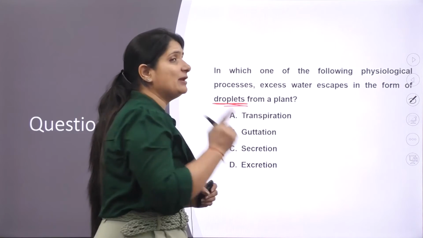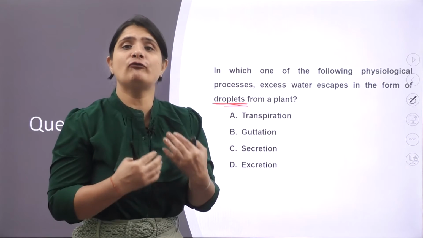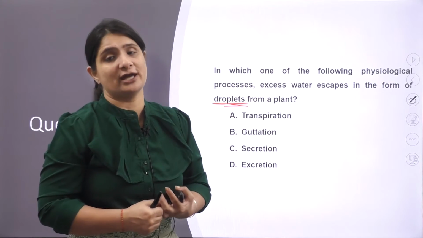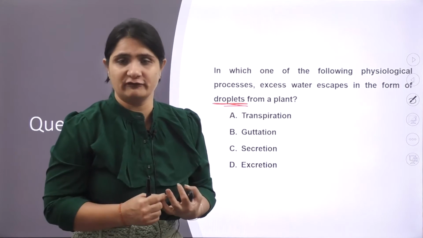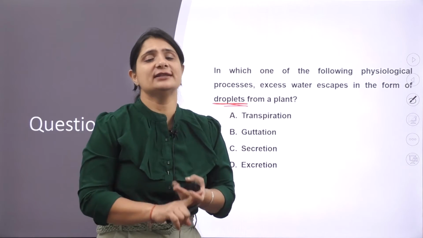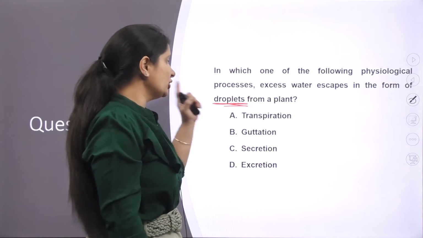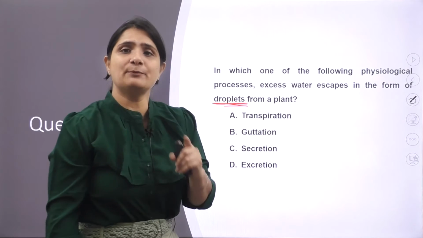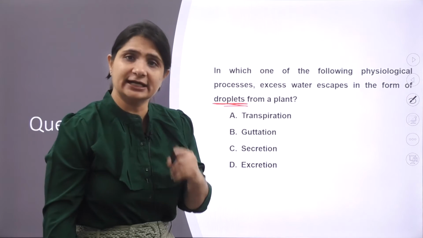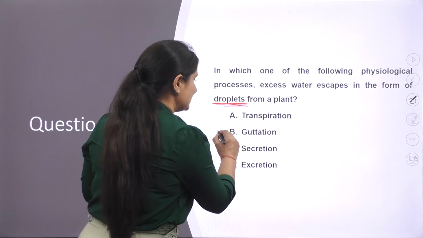So remember, here the excess water is escaping in the form of water droplets, not in the form of water vapors. If it were water vapors, then it is transpiration, but if it is in the form of water droplets, then the process is called guttation. So option B is the right answer.